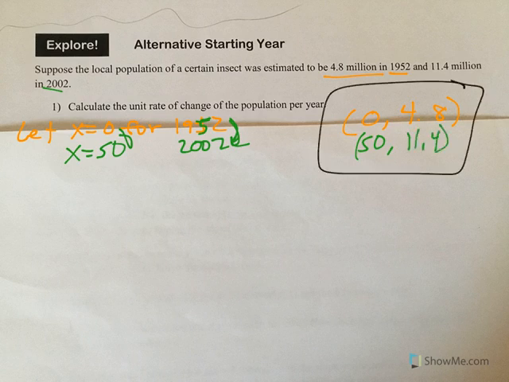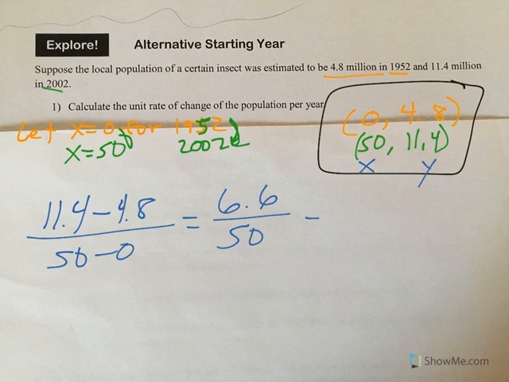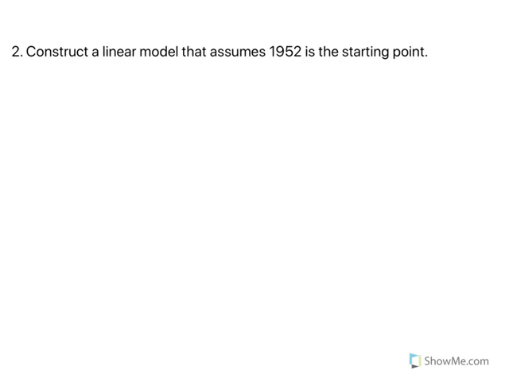Now with two ordered pairs, I can find change in y over change in x. So I end up with 6.6 over 50 for a slope value of 0.132. So there's my unit rate of change. Okay, we're going to need that, so hopefully you write that down somewhere.